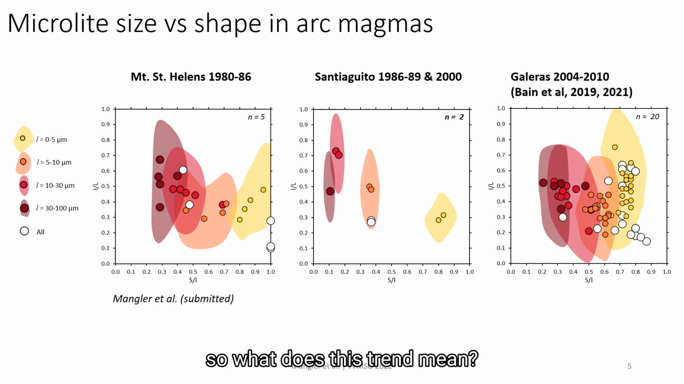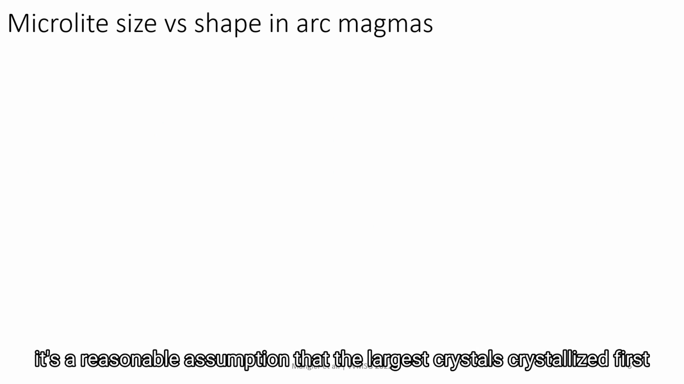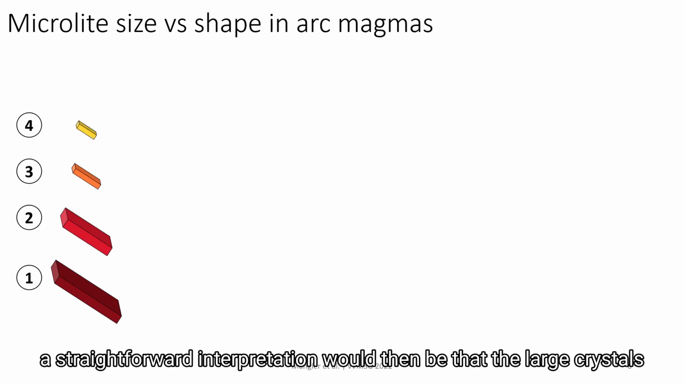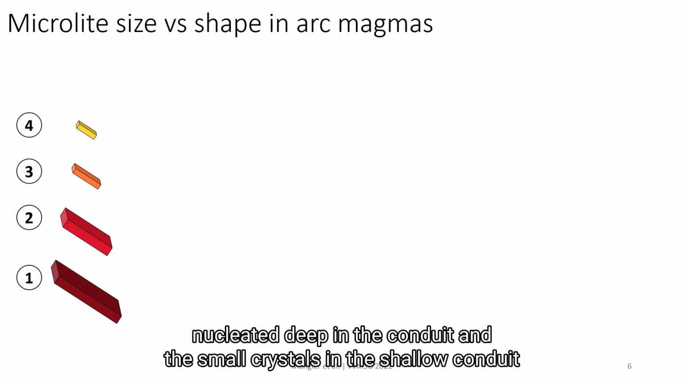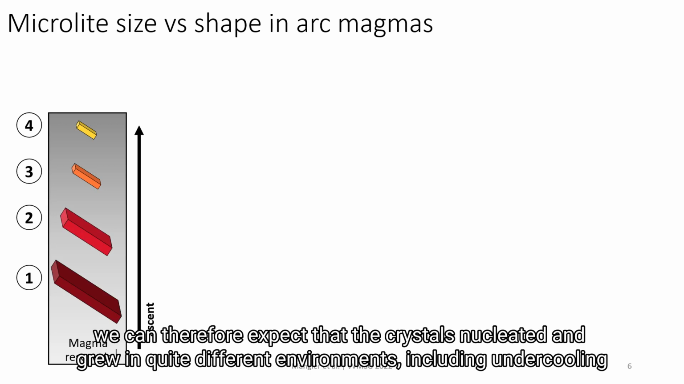Let's first try to correlate our fractions with the ascent scenario they reflect. It's a reasonable assumption that the largest crystals crystallized first and the smallest crystals last. A straightforward interpretation would then be that the large crystals nucleated deep in the conduit and the small crystals in the shallow conduit. We can therefore expect that the crystals nucleated and grew in quite different environments, including undercooling.